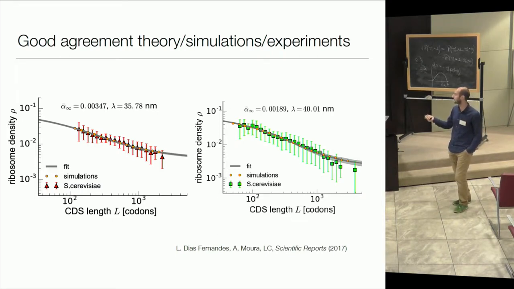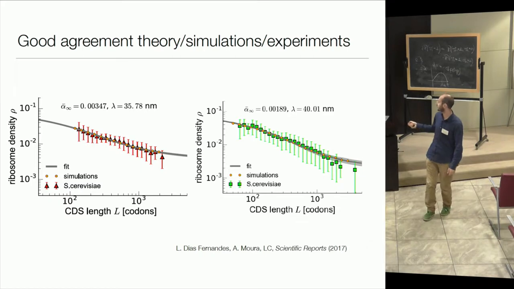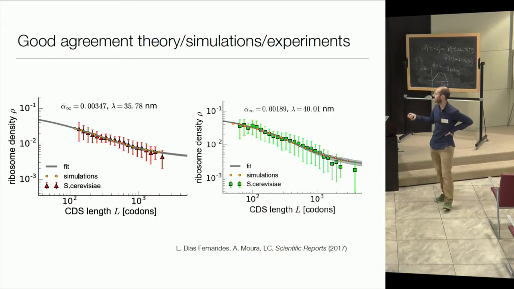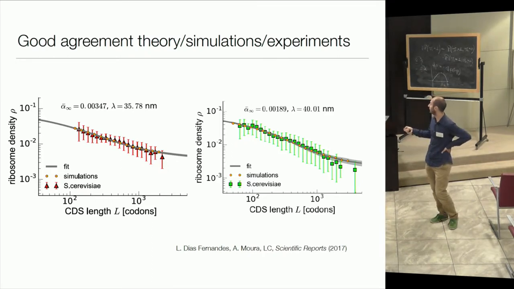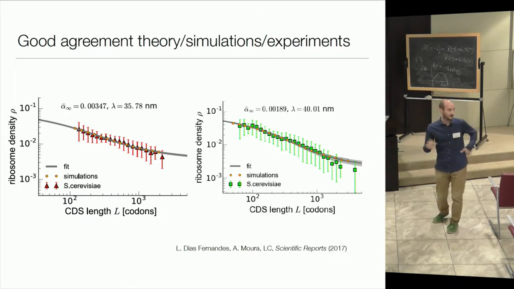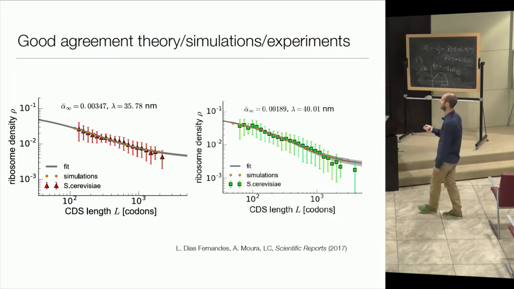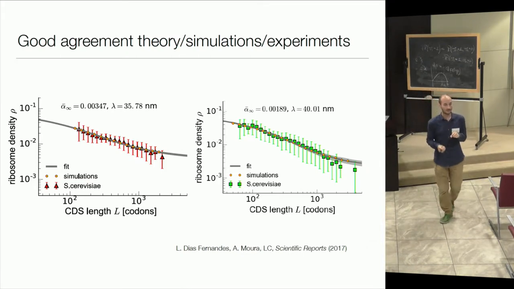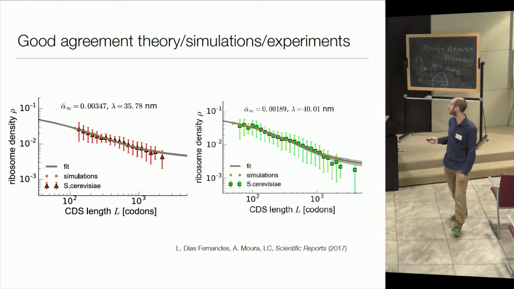That is the gray line with the standard error for one parameter, and the simulation, that are the dots that you don't see there, and the experimental data. These are from the same organism, yeast, and we can get some estimates for the bare initiation rate of a very long messenger RNA, and lambda, which is the parameter that determines the recycling.